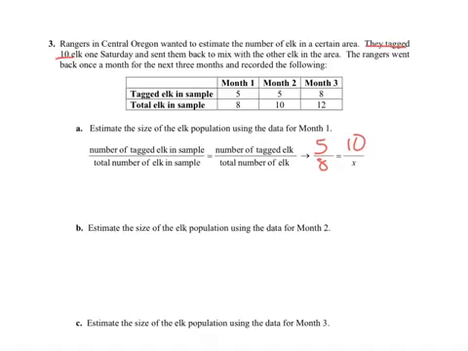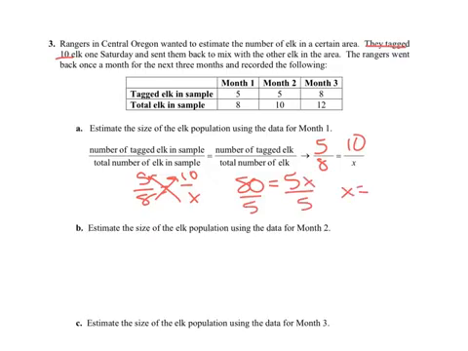Next thing you have to do for part A is go ahead and solve the proportion. So we're going to go 5 out of 8 is equal to 10 out of x. Go ahead and cross multiply. So 8 times 10 is 80. And then x times 5 is 5x. Divide both sides by 5. And you get x equals 16 elk. So that's what we're going to predict is in the population. Let's check out part B.